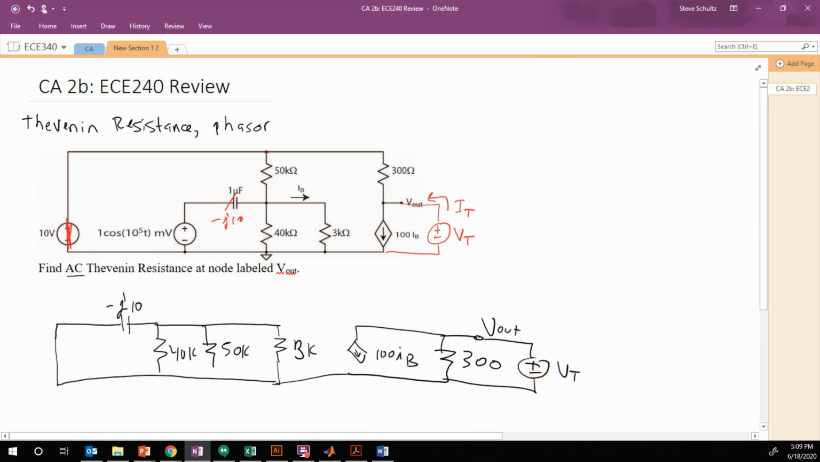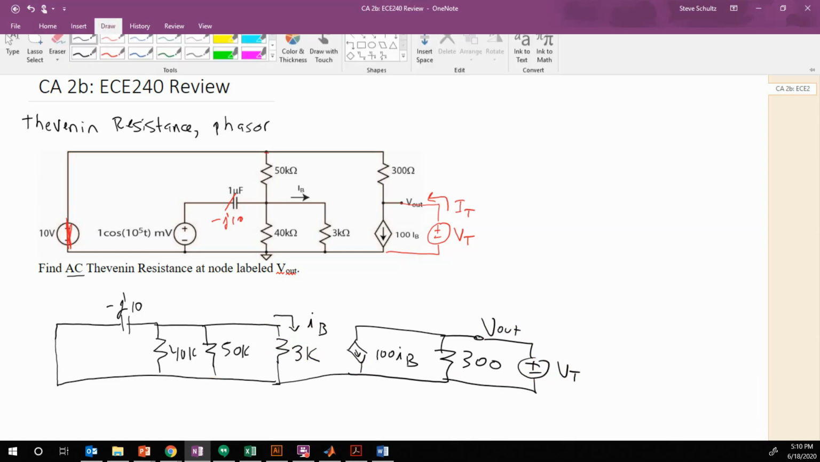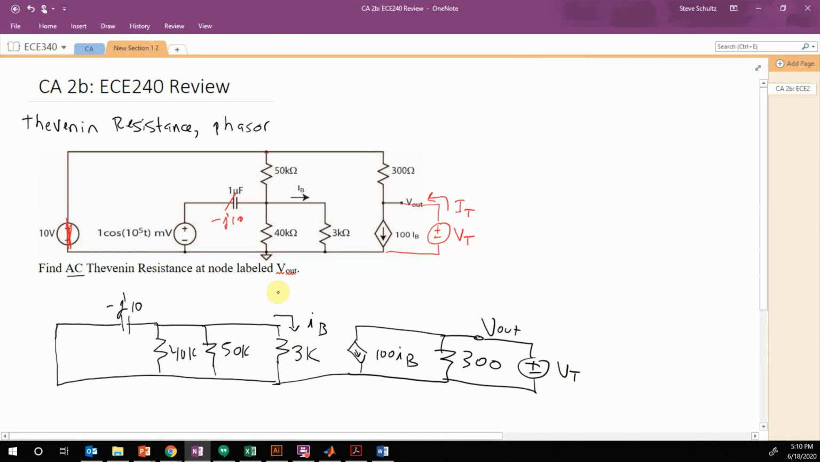And here is our test source there. Okay, and here is our IB right there. Let me redraw. Okay, so when we have this piece, we could do a node right here.